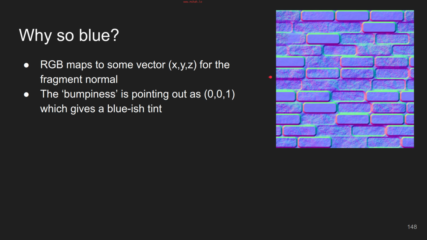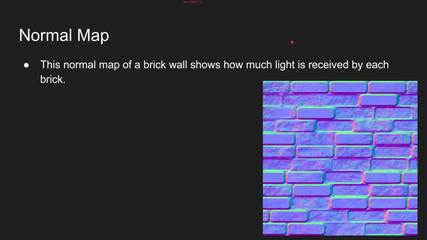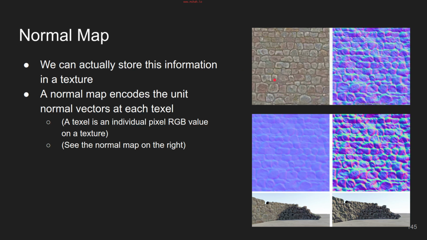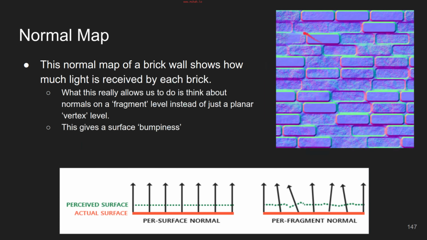These images look blue because the Z vector is facing out towards us. The actual image is going to show up similar to the actual color map or the diffuse map, but it's just encoding the X, Y, and Z position of the normals. So it'll look very similar to what the actual color map is.